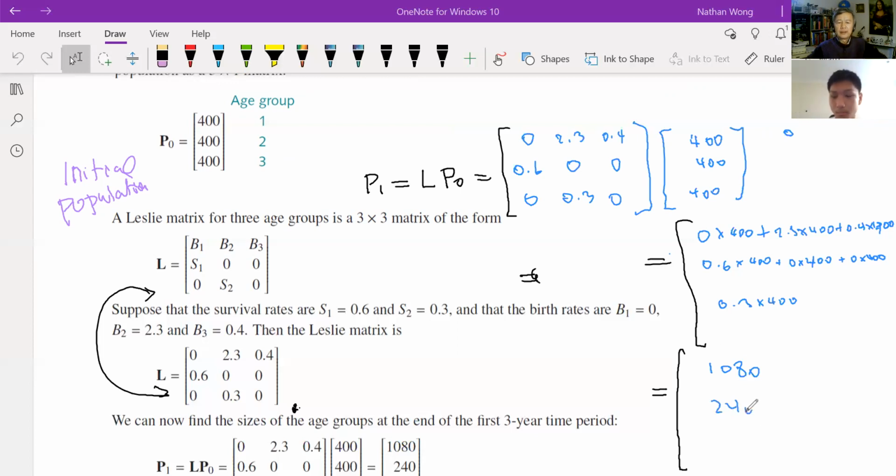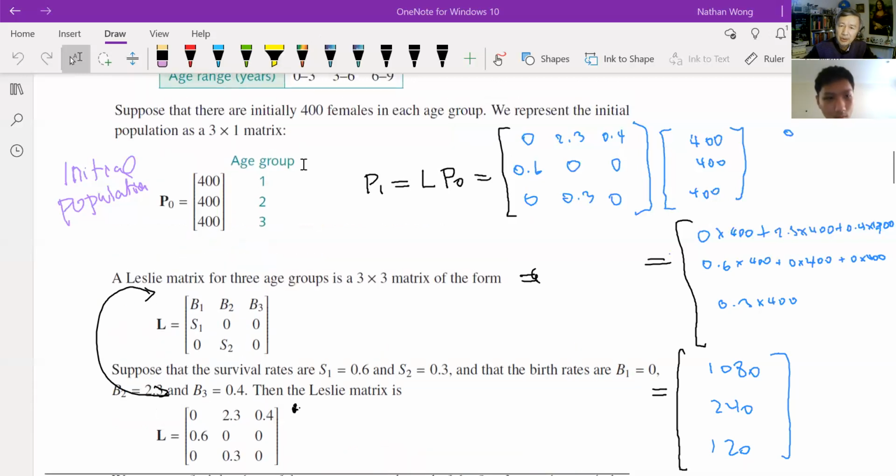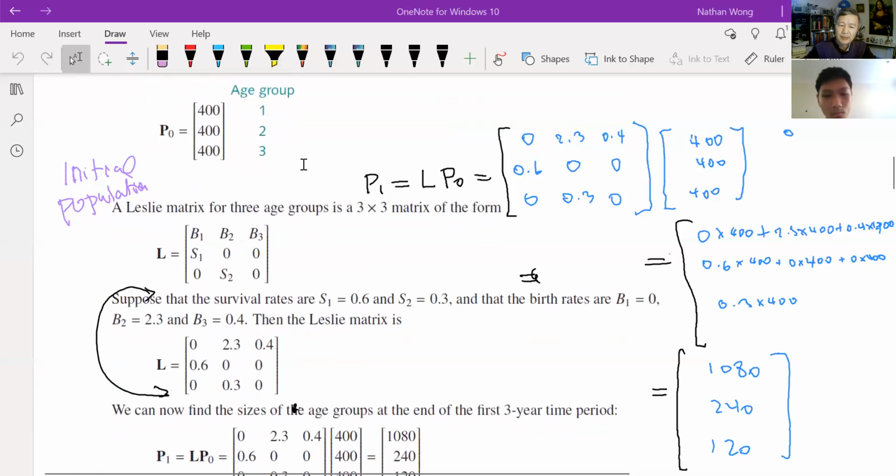Oh, amazing. The number increases. The group 1 increases. Obviously, do you know why group 1 increases? Well, high survival rate. They are younger, they are babies, they are kids, okay? Simple, right? It's just a different age group. Of course, group 3 will decrease, not surprising. But this is the first year, okay? Each year, you can use this Leslie matrix to calculate.